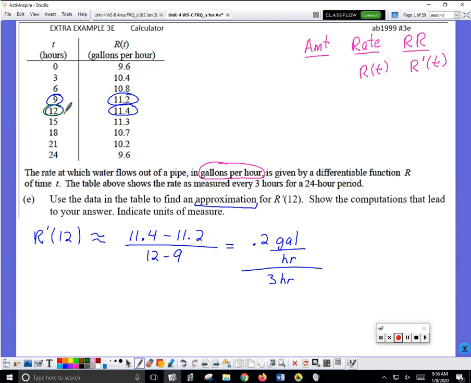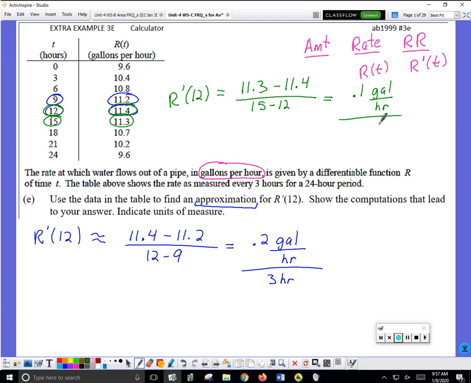You could say, let's just go from 12 to 15. So I'd write r prime of 12. So the rate, let's see, at time 15, the rate is 11.3. At time 12, the rate's 11.4. That's occurring again over a 3 hour time period. So in this case, during those 3 hours, the rate actually went down by 0.1. And that decrease occurred over a 3 hour time period. So that's also, oops, don't forget the negative, that would lose a point. That's also a good approximation for how fast the rate is changing at time equal 12.